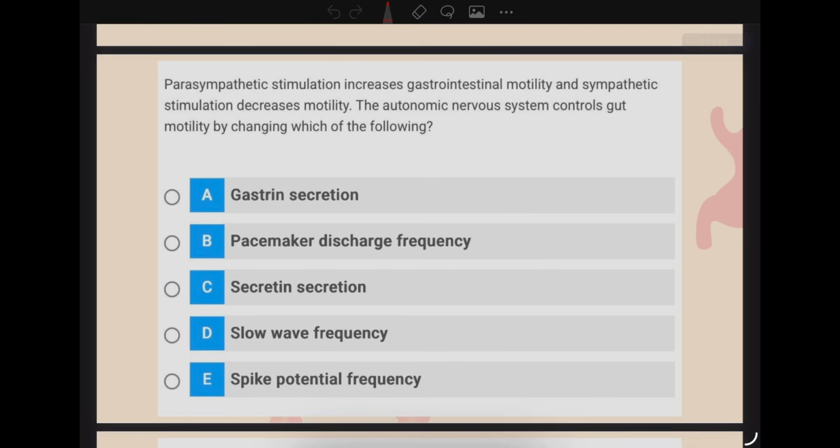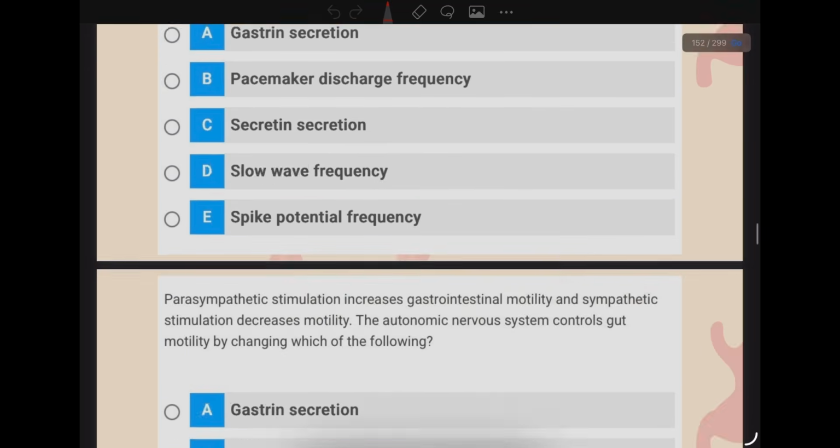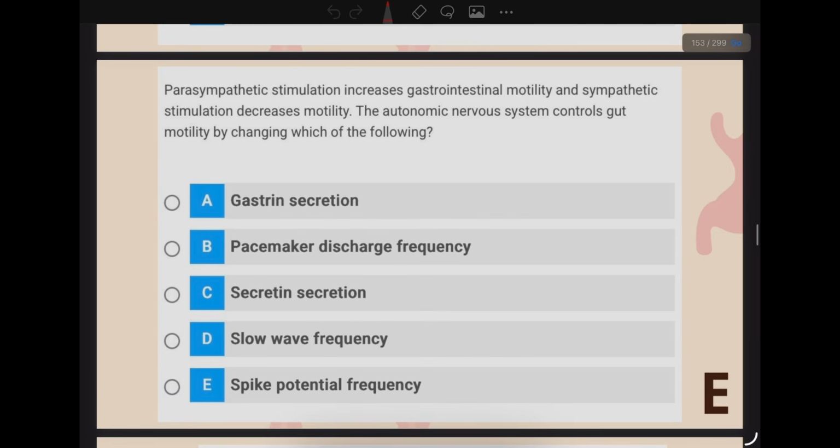Take a pause if you want to solve it. And yeah, it's E. Basically, it's asking, when the parasympathetic nervous system stimulates, what happens to the slow waves? The spike potential frequency increases. If you remember, it was like this with one spike, but now it becomes like this, 300 spikes. So the spike frequency is increased.